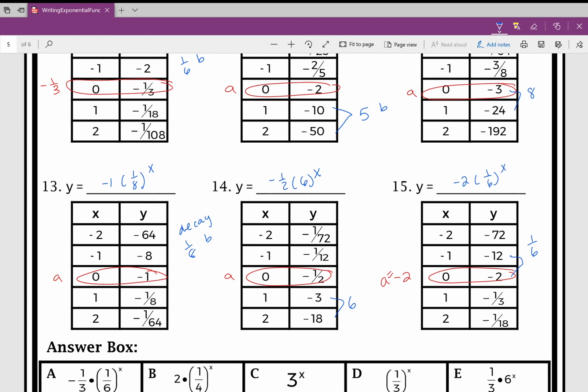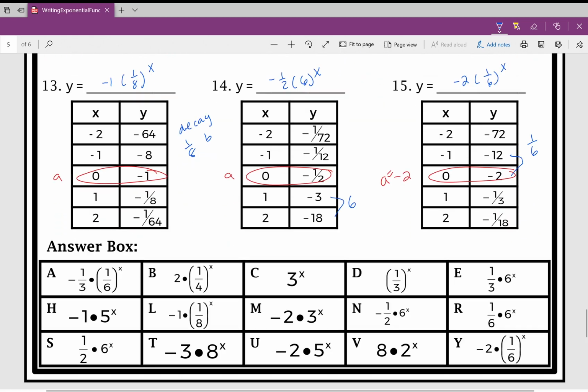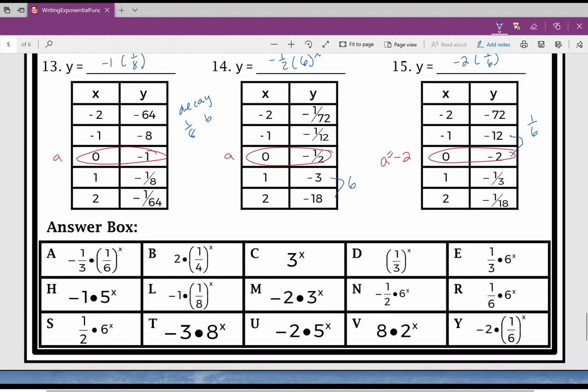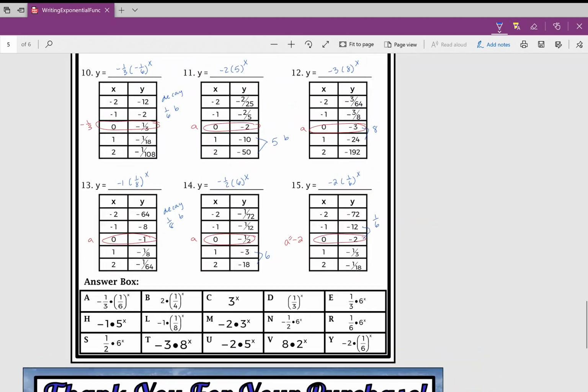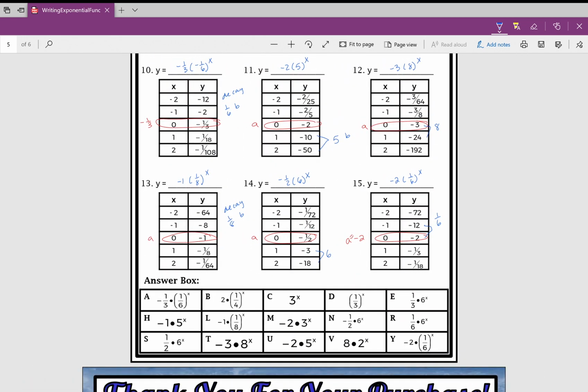Okay, so those are the answers to all 15 problems. So if you go down here, you notice that the answer box has all the letters next to it. So then what we need to do now is match the letter with our answers. So I'm going to see if we can just do that for these 6 first. So we're looking for number 10. Number 10 says negative 1/3, negative 1/6 to the x. So 2 negatives.